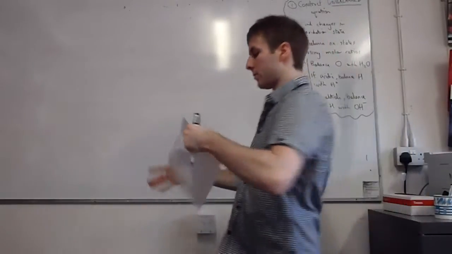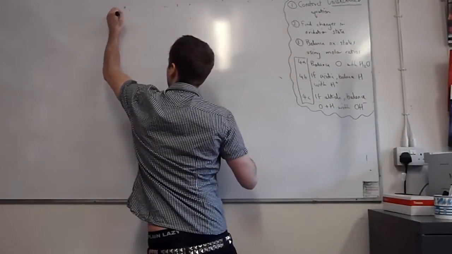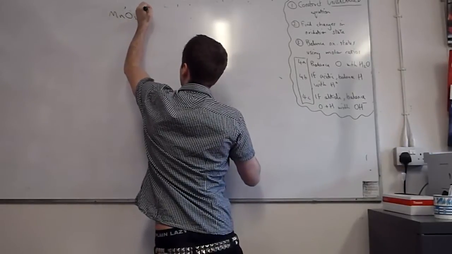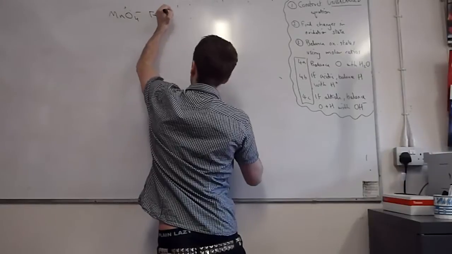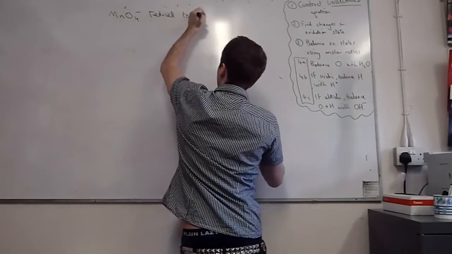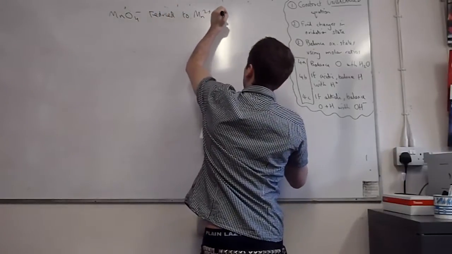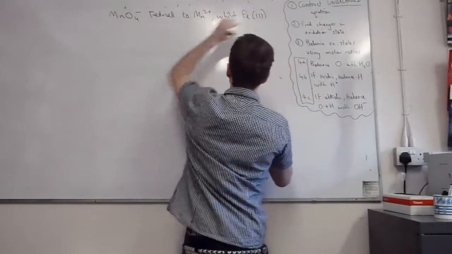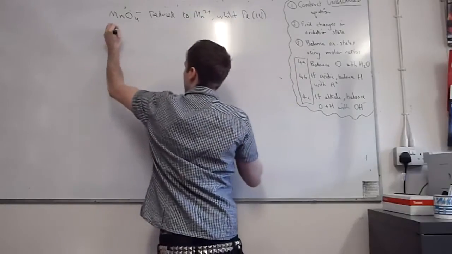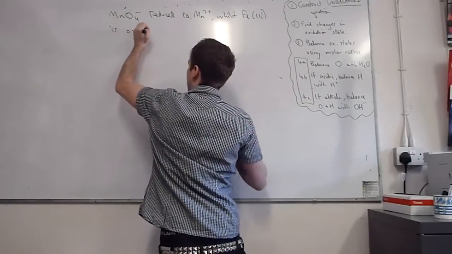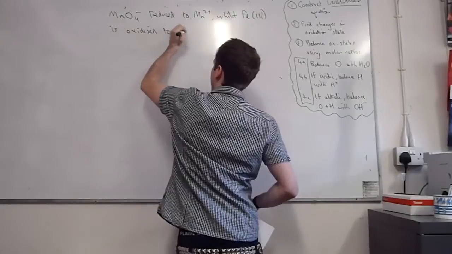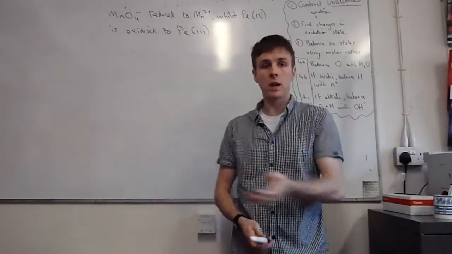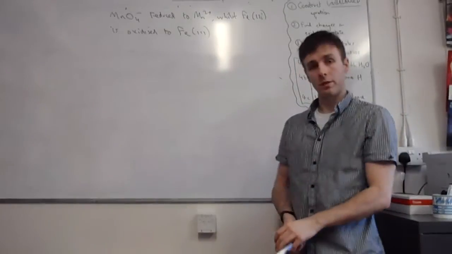So, here's my question. MnO4 minus is reduced to Mn2 plus, whilst Fe2 plus is oxidized to Fe3 plus. So, pause it now. Have a go at it, and then press play when you feel you've got an answer.